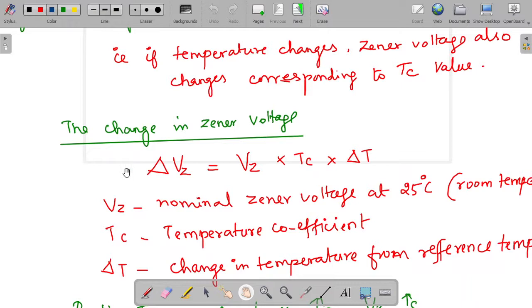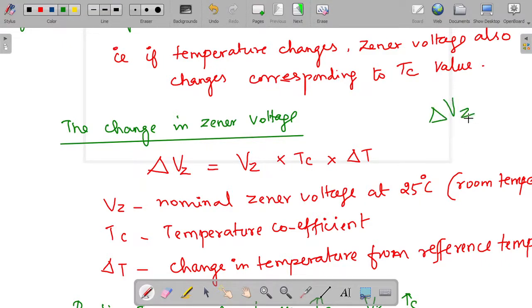So the change in the zener voltage, usually the change will be indicated by the del sign. So del Vz means change in the zener voltage. That is equal to originally the nominal voltage or normal voltage of the zener, Vz, multiplied by this temperature coefficient, Tc, and then multiplied by the change in temperature. That's the formula.